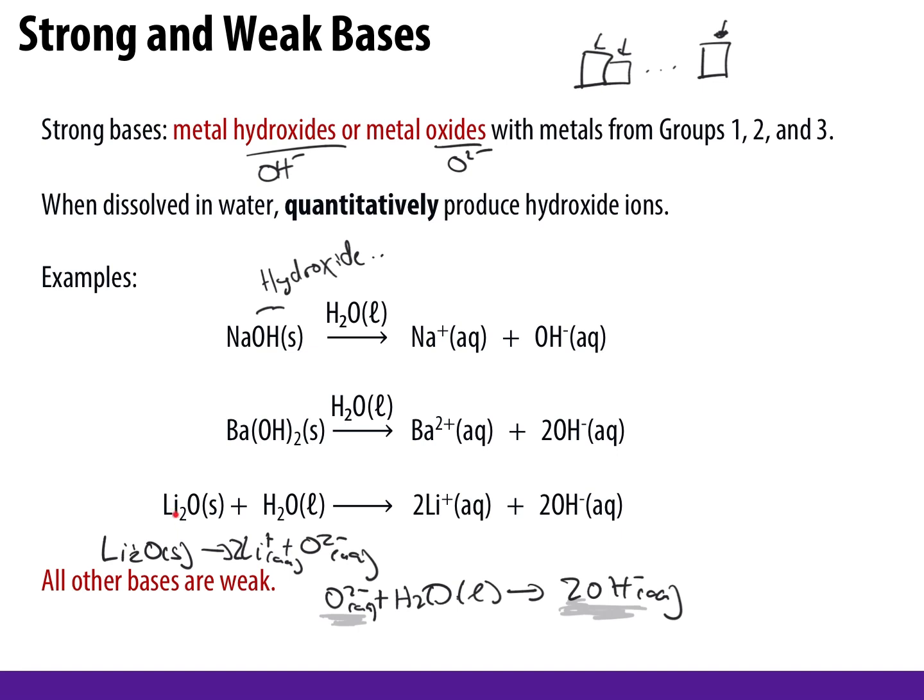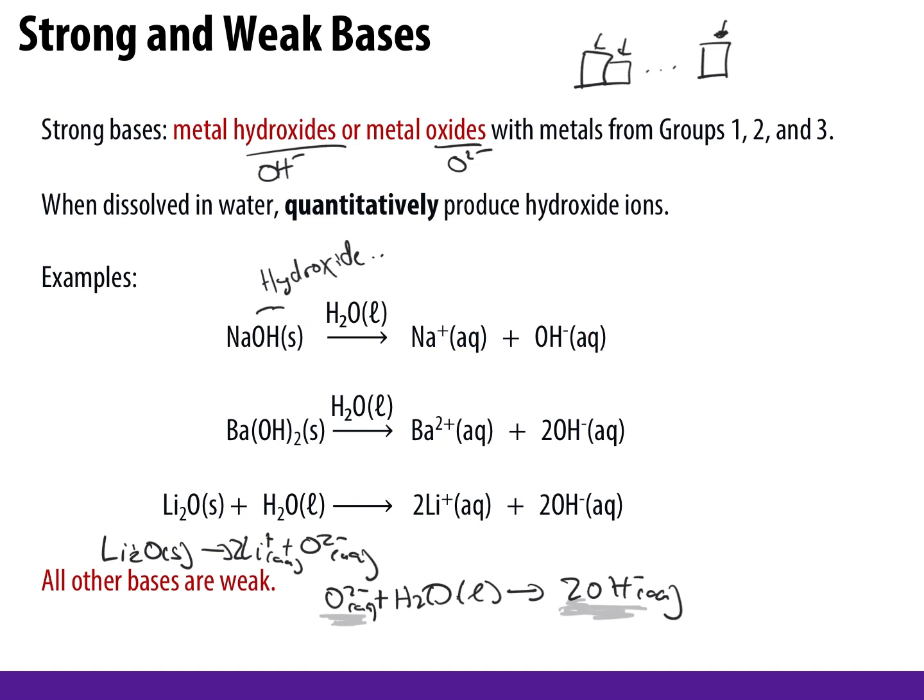So the cation just goes into solution like normal, but each oxygen reacts with one water to make 2 OH minus ions. Note, however, that a common mistake people will make is that for the hydroxides, they'll try to show the hydroxides react with water. That's not what happens. For hydroxides, it's just dissociating into ions.